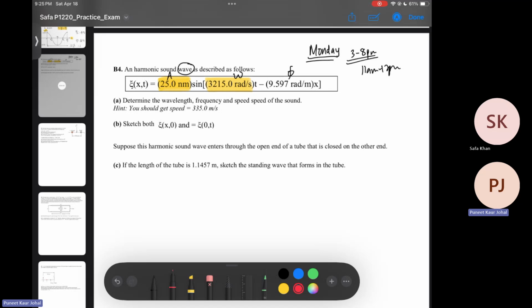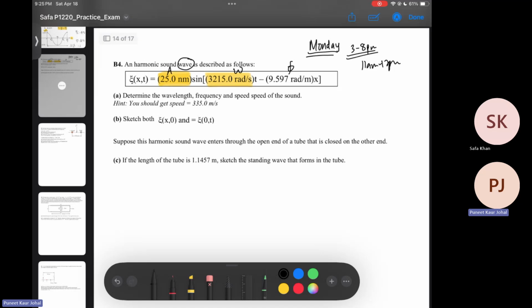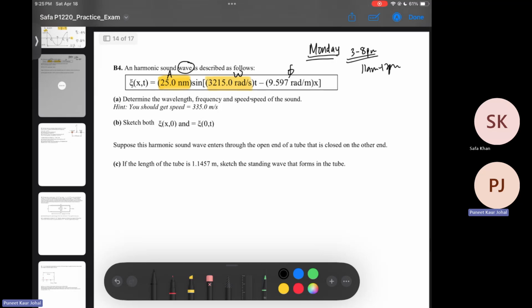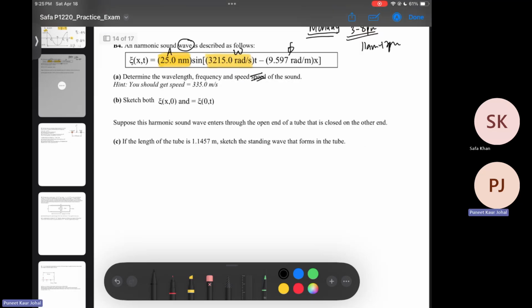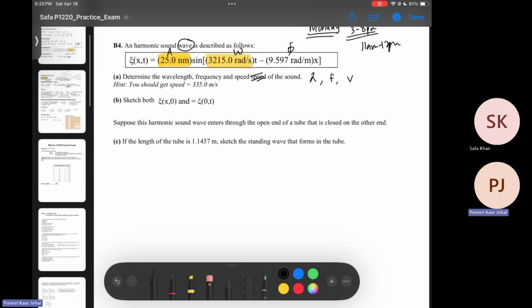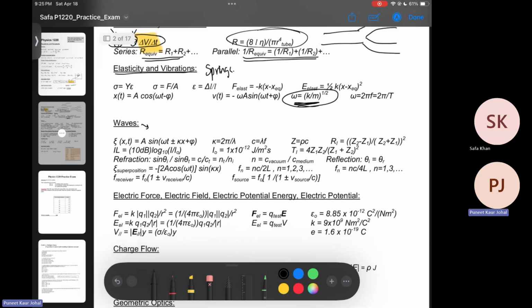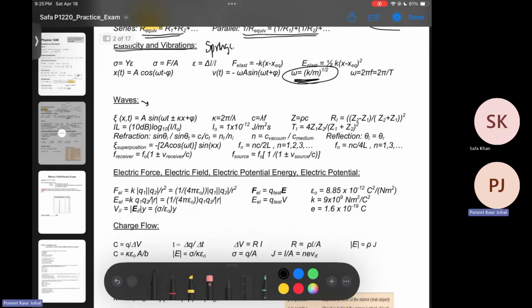So the first one is determine wavelength, frequency, and speed of the sound. You'll have formulas for wavelength, frequency, and speed. So we're going to go to this formula sheet, go to the waves section, and look for it. Okay, there we go. This is going to determine your wavelength. Wavelength is related to k and 2 pi.